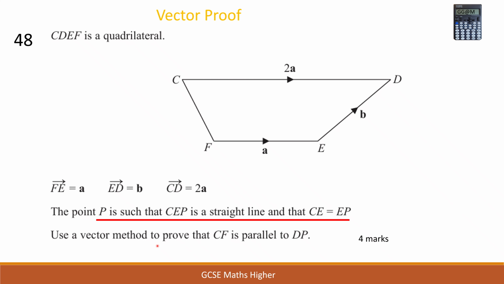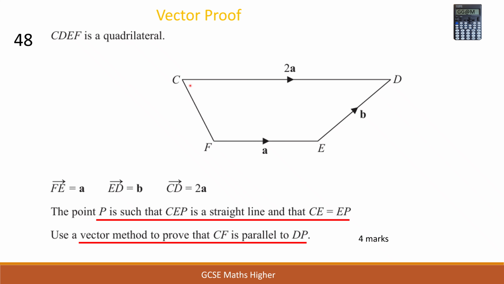You're going to use a vector method to prove that C to F is parallel to D to P. So D to P, if I work out D to P, over here that's going to be parallel to C to F. Now remember, when things are parallel, these, for example here, these two lines here are parallel. So A is parallel to 2A, so these are a multiple of each other. So that's got to be the same for C to F.